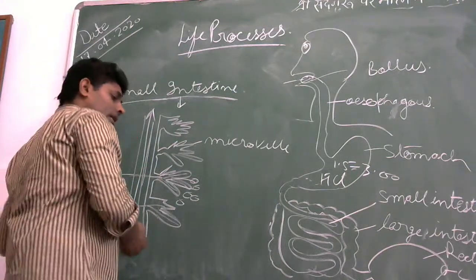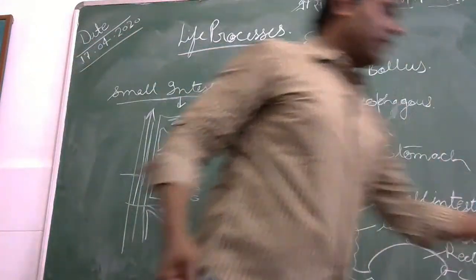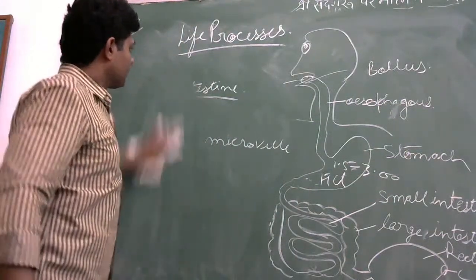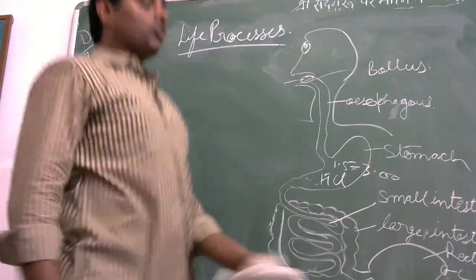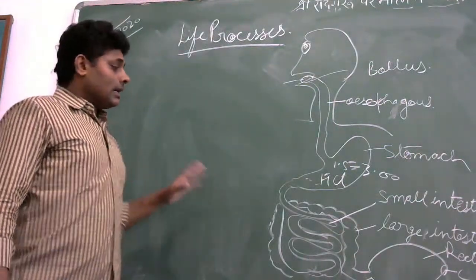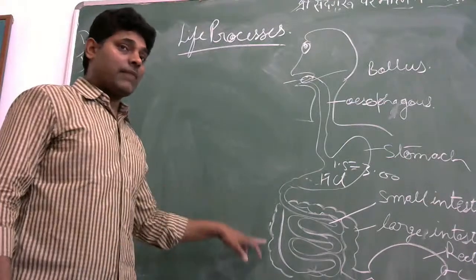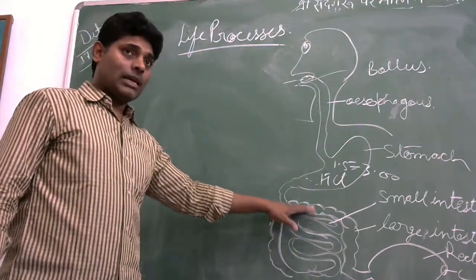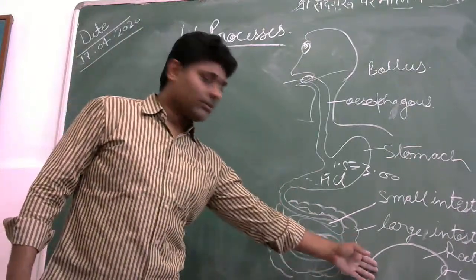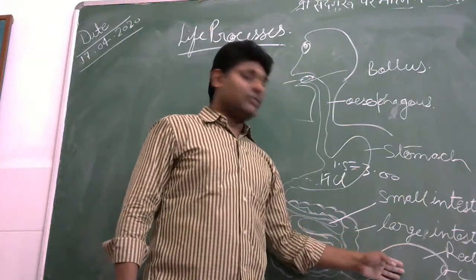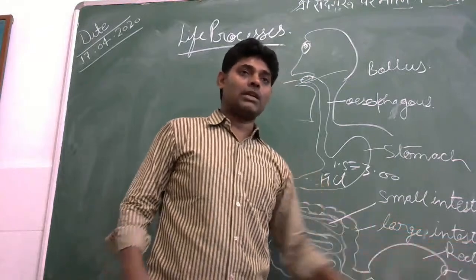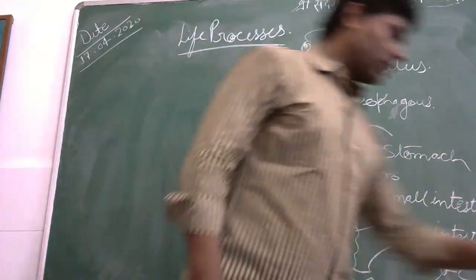Then after, what happens? Absorption is completed. After the absorption, there are certain molecules which are still undigested. The water is absorbed by the large intestine, and the undigested food remains are sent to the rectum, and from this rectum it will be removed as the fecal material through the anal aperture, outside from the body. Right?